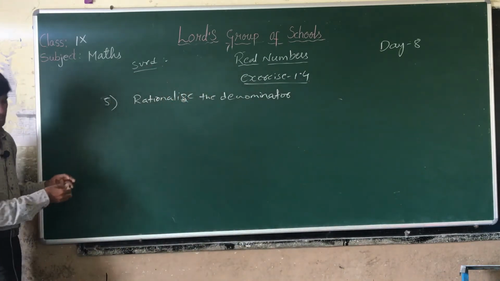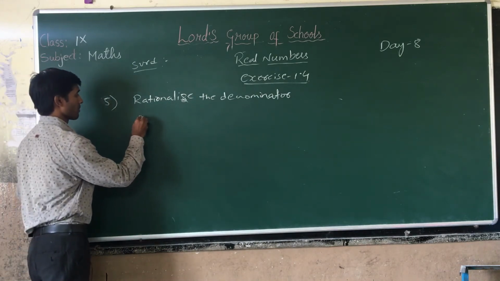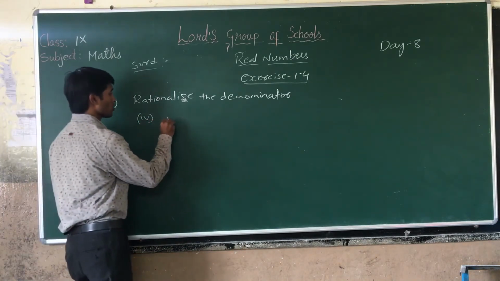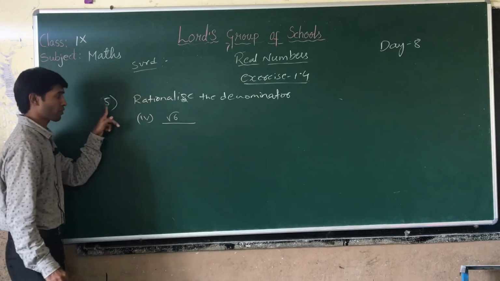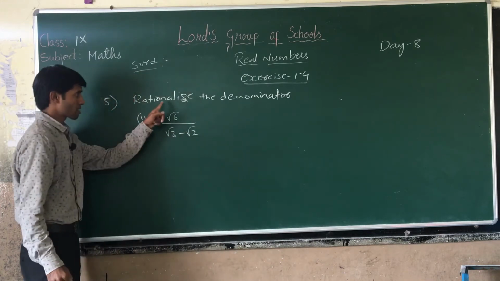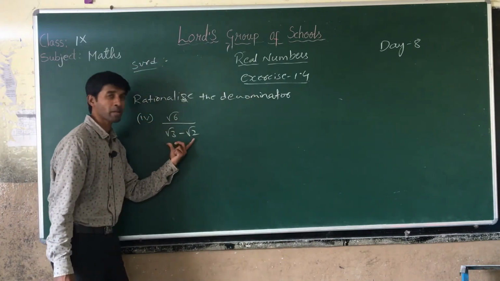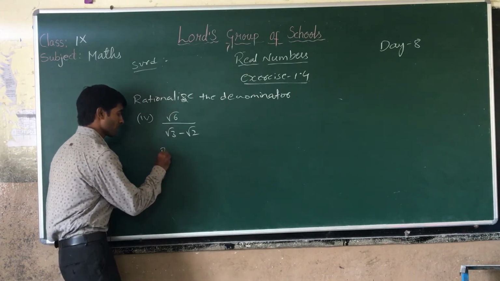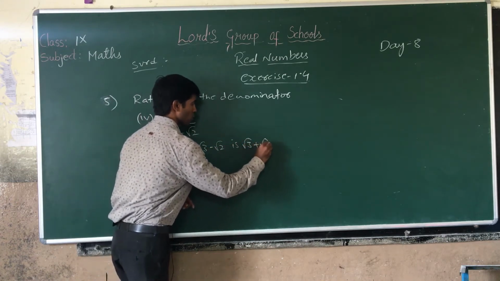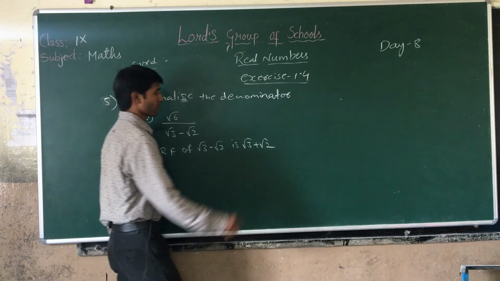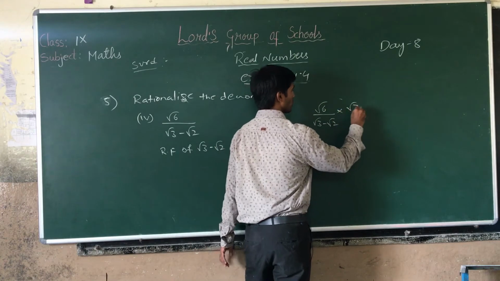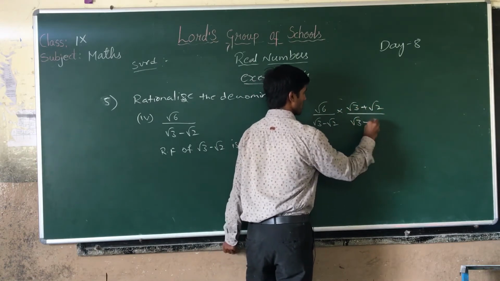And in this bit I will tell you another problem, the fourth one: root 6 by root 3 minus root 2. The question is the same, rationalize the denominator. Now what will be the rationalizing factor of root 3 minus root 2? It is root 3 plus root 2. The remaining process is the same. Root 6 by root 3 minus root 2, into root 3 plus root 2 by root 3 plus root 2.